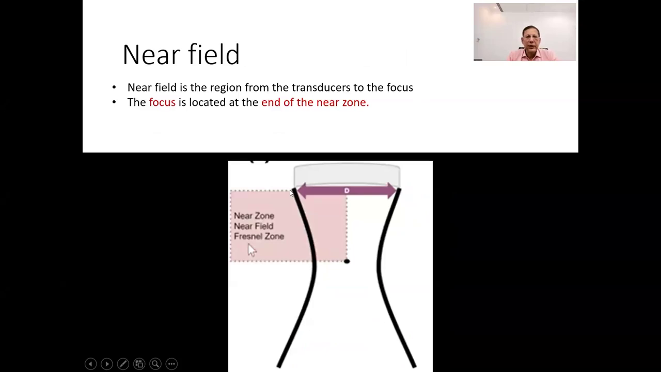Near field is the region from the transducer to the focus. The focus is located at the end of the near zone. The widest portion of the near field is equal to the diameter of the crystal. The beam gradually narrows within the near zone, and at the end of one near zone length, the beam narrows to 1/2 the width of the active element.